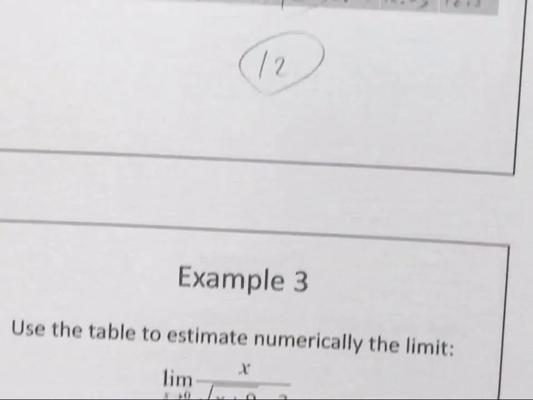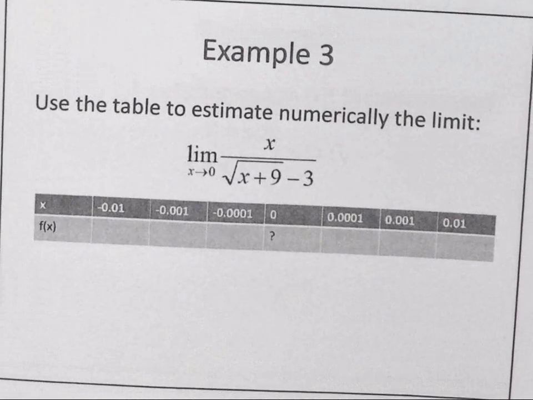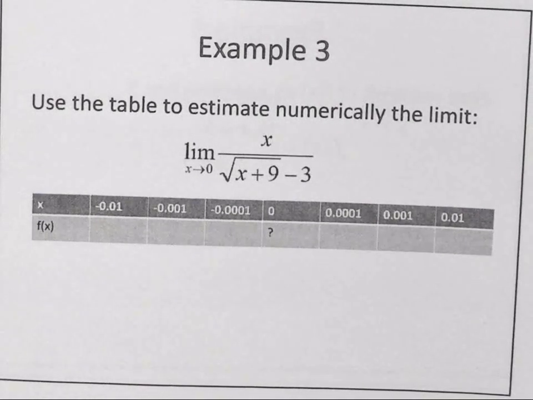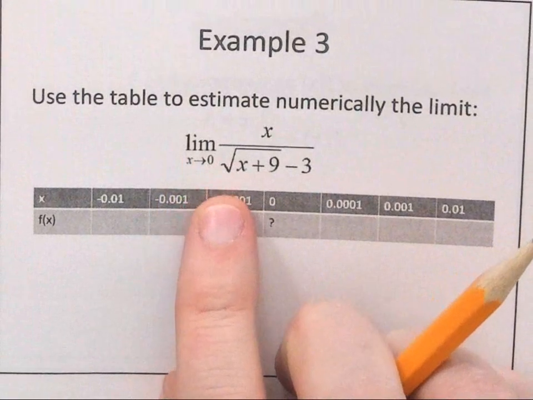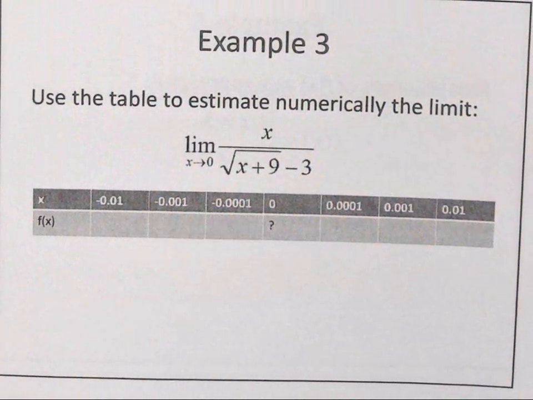Where this honestly gets used more often is something like this. Limit as x approaches 0. Well, what is it at 0?